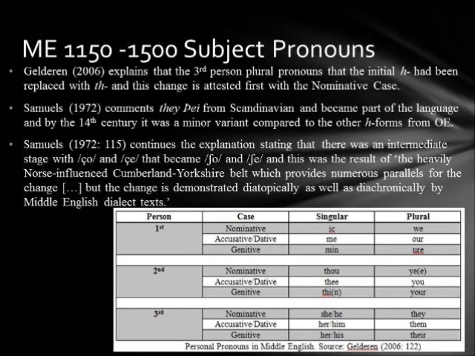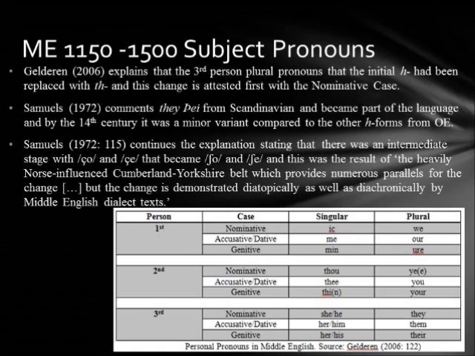Gelder in 2006 explains that in the third person plural pronouns, the initial "ch" had been replaced with "th," and this change is attested first with the nominative case. Samuels 1972 comments that "they" is from Scandinavian and becomes part of the language, and by the 14th century it was a minor variant compared to the other "ch" forms from Old English. Samuels 1972, on page 115, continues the explanation, stating that there was an intermediate stage with "cho" and "che" that became "sho" and "she," and this was the result of the heavily Norse-influenced Cumberland-Yorkshire belt, which provides numerous parallels for the change.